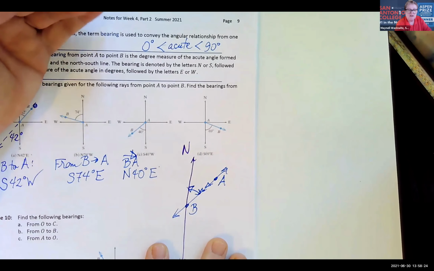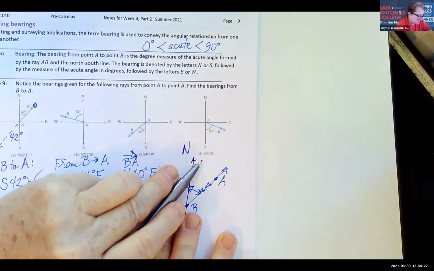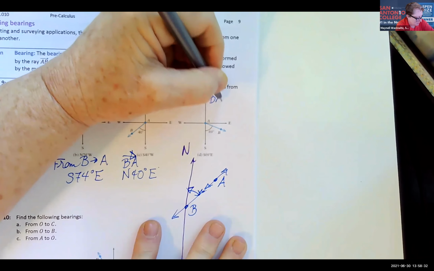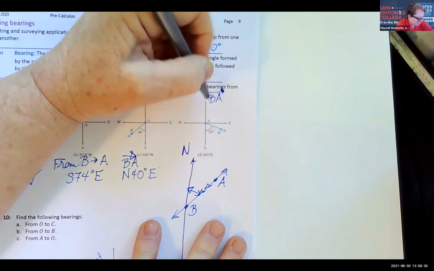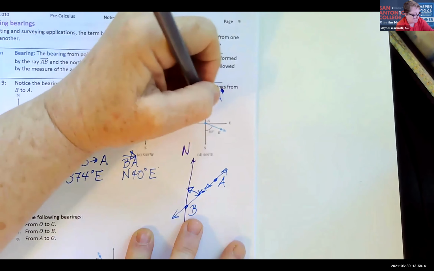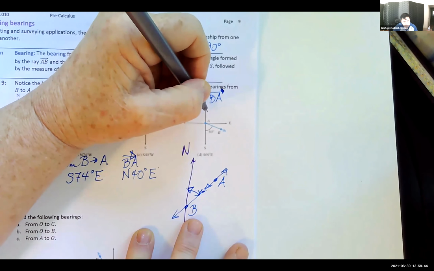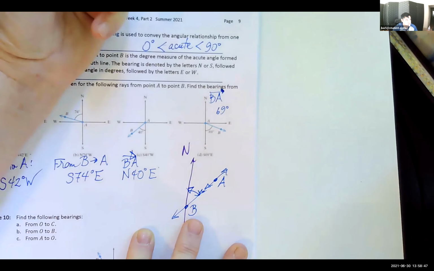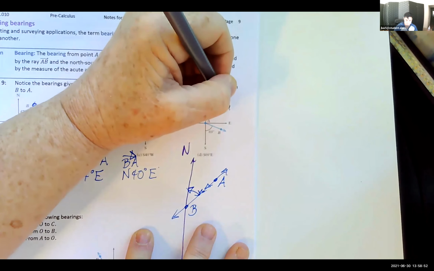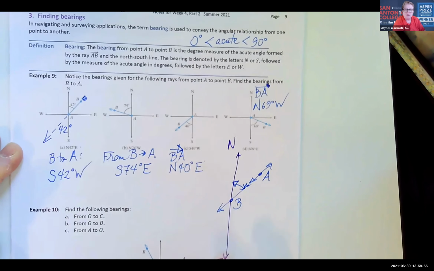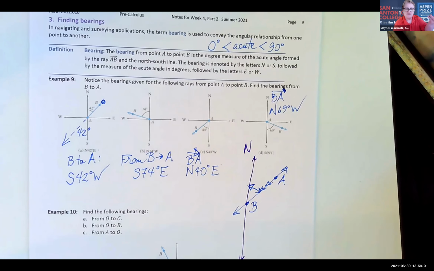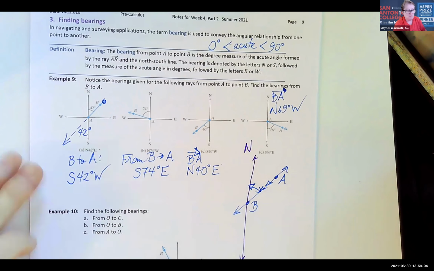And finally, if we know that A to B is south 69 degrees east, then B to A would be 69 degrees. Is that what it says? Yeah, 69. Sorry, north 69 degrees west. Excellent. So the east or west is with respect to the north-south line. North is just above the east-west line, south is below.